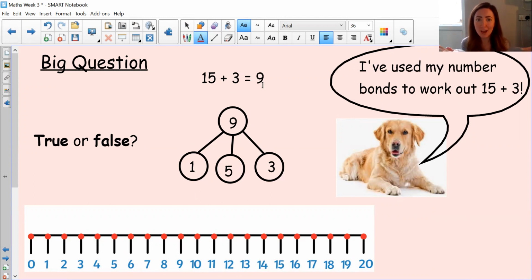No, it can't be true, can it? Because if we are adding, then the whole number should be the biggest number. And 9 is certainly not the biggest number. So I wonder what she's done wrong. Can you see? What has she done wrong?